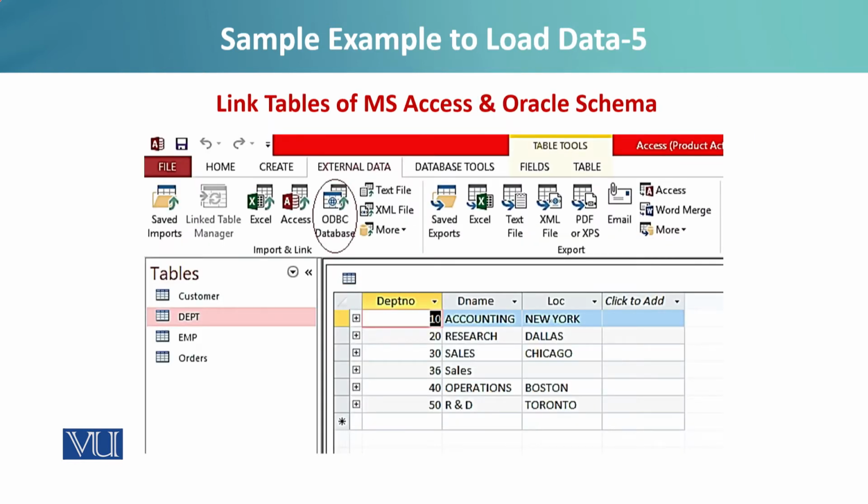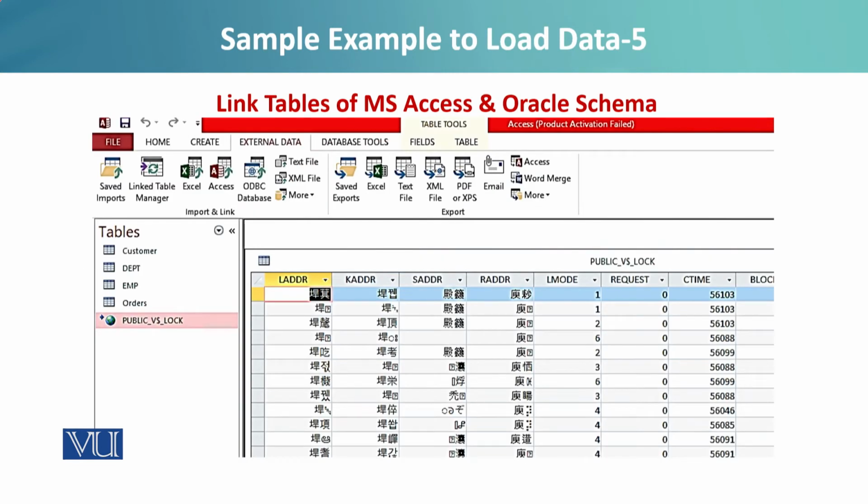The ODBC database option is available in Microsoft Access. In this particular case, we can use this option and load the data. And here we make a link with Oracle as well. We make the link and bring the table into Microsoft Access. So this is how things are done. For example, we load the data and link with Oracle. So we have some data over here which is coming from Oracle. So this is Oracle linked with Microsoft Access.